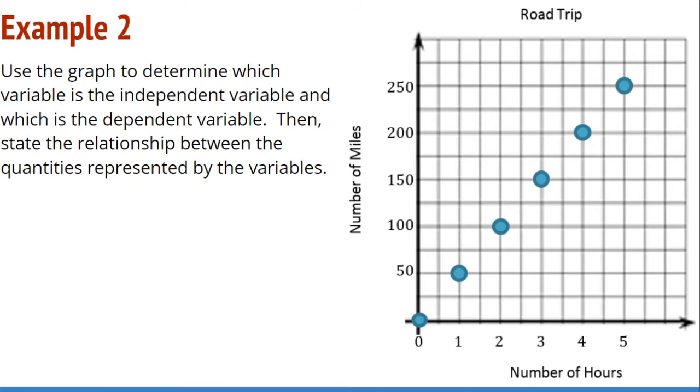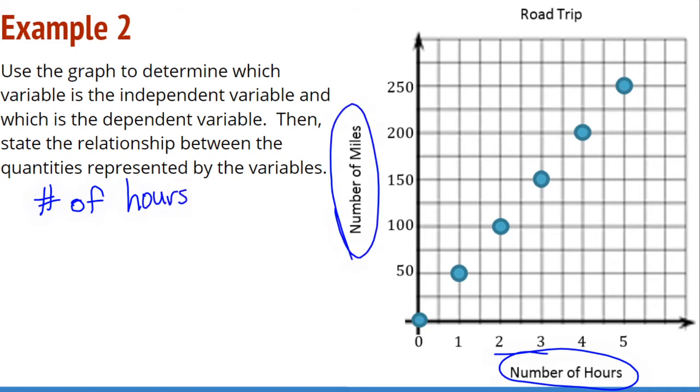Use the graph to determine which variable is the independent variable and which is the dependent variable. Then state the relationship between the quantities represented by the variables. So we are going to try to find the relationship between the two parts here. So I've got number of hours, I have number of miles, and I have a road trip. Which of these is the independent variable? Well, we already said that we normally put the independent variable on the x-axis. So the number of hours should be our independent variable. And our number of miles should be our dependent variable.